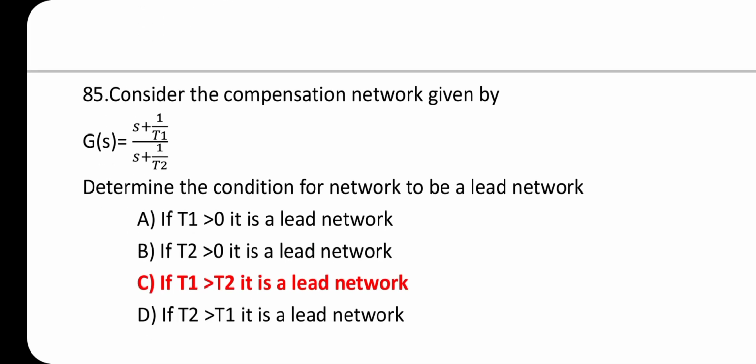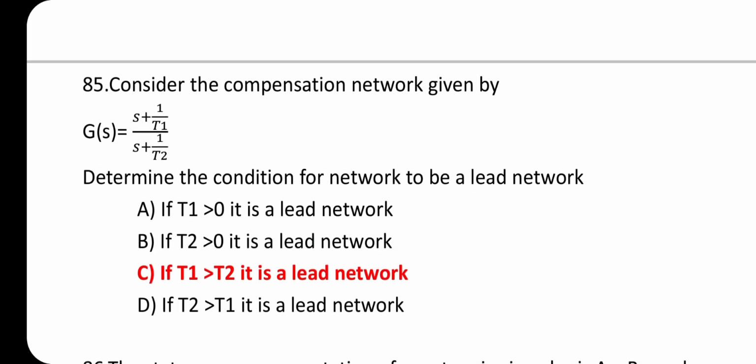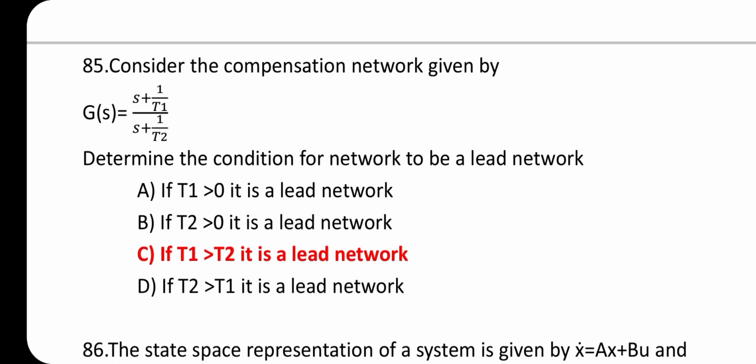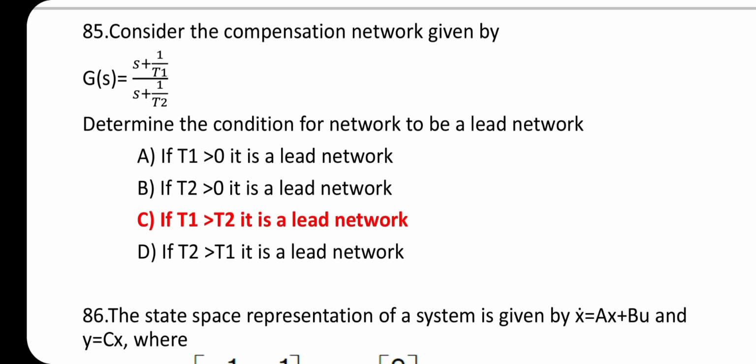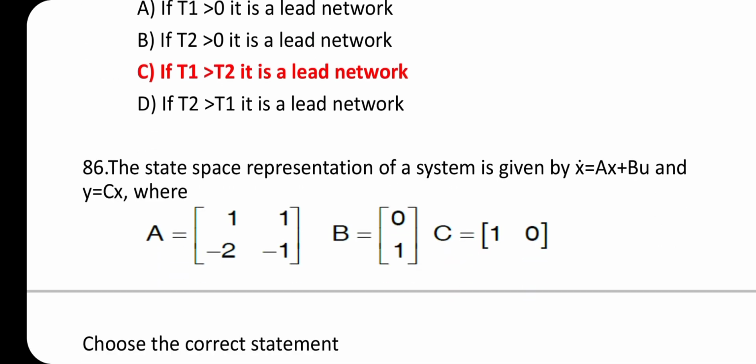Consider the compensation network given by G of s equal to 1 plus 1 by t1 divided by s plus 1 by t2. Determine the condition for the network to be a lead network. Option C, if t1 is greater than t2 it is a lead network.